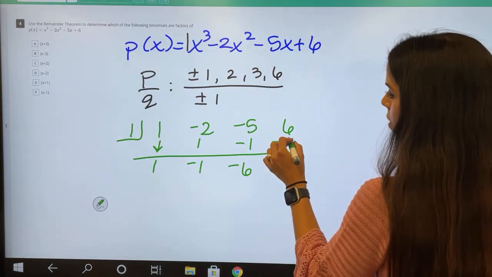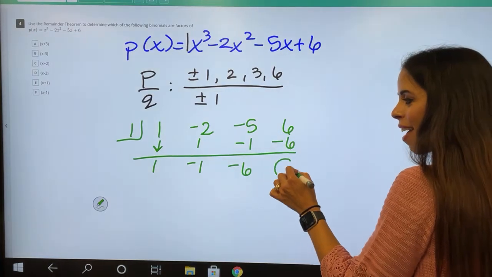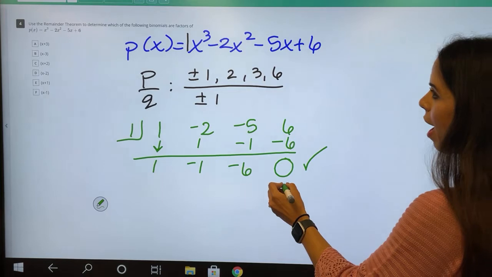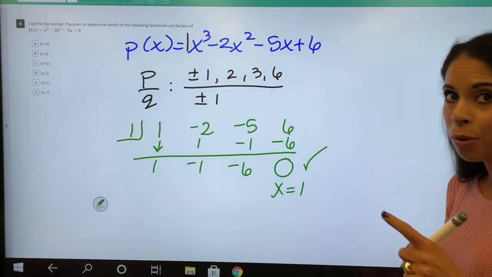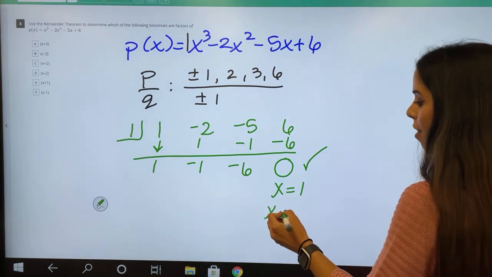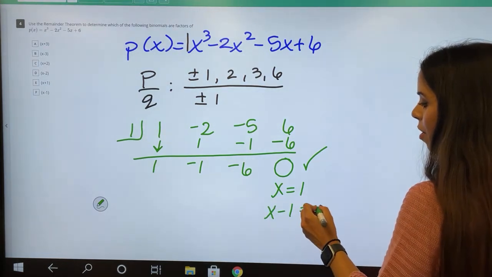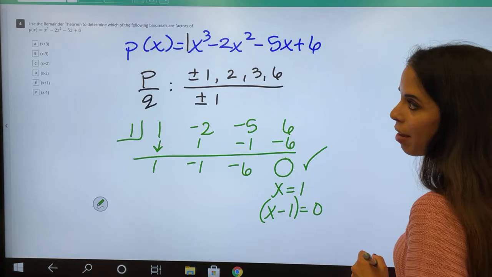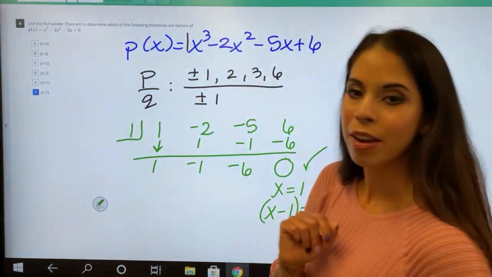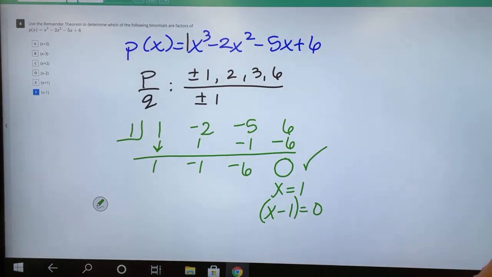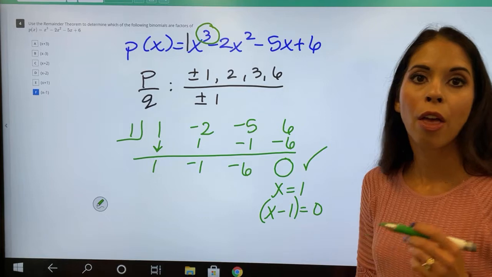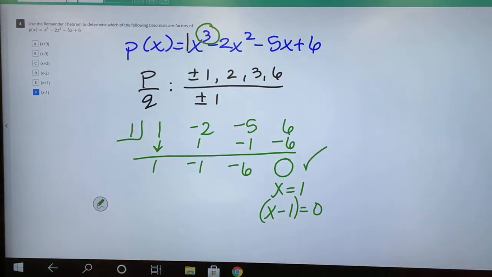Negative 5 minus 1 is negative 6. Negative 6 times 1 is negative 6. And oh, look at that. They add up to 0. That means it divided in evenly. So x equals 1 is a root, which means that before you get x equals 1, it would be x minus 1 equals 0. So the factor is x minus 1. And on our list at the very bottom, letter F is x minus 1. So there's one of them. How many should this have? 3. 3. Okay, so I need 2 more.